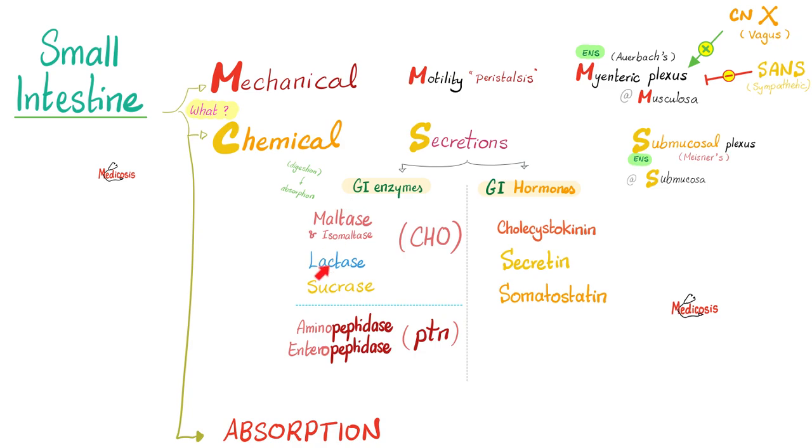Let's talk about the GI enzymes then. We have enzymes to digest carbohydrates such as maltase, isomaltase, lactase, and sucrase. Maltase for maltose, isomaltase for isomaltose, lactase to digest lactose, and sucrase to digest sucrose. For proteins, you have aminopeptidase and enteropeptidase. Oh, I love it. They have the peptide in them.